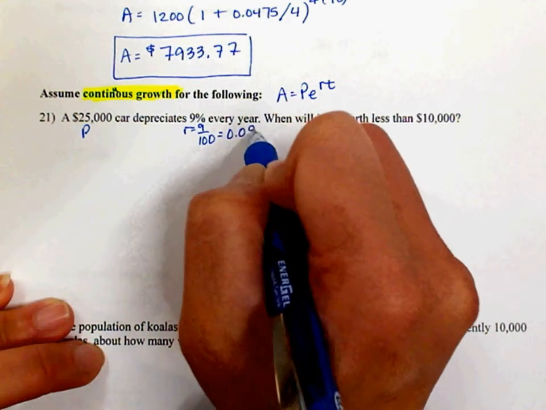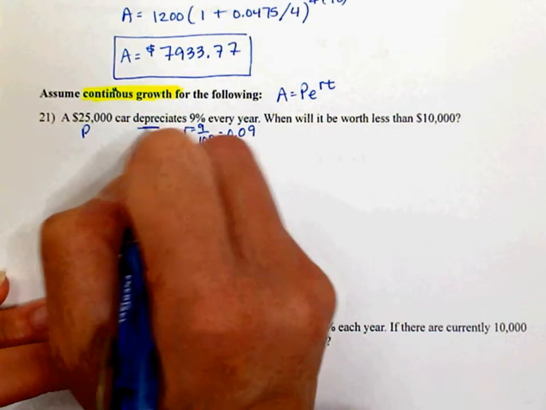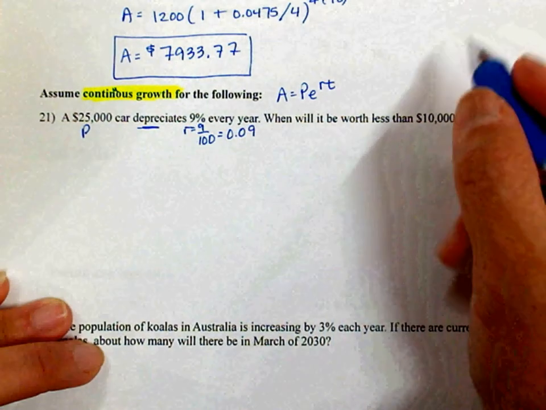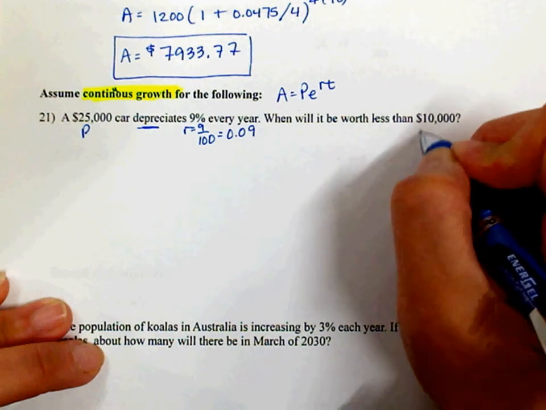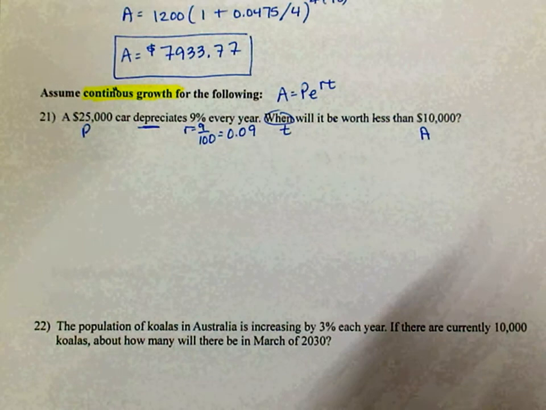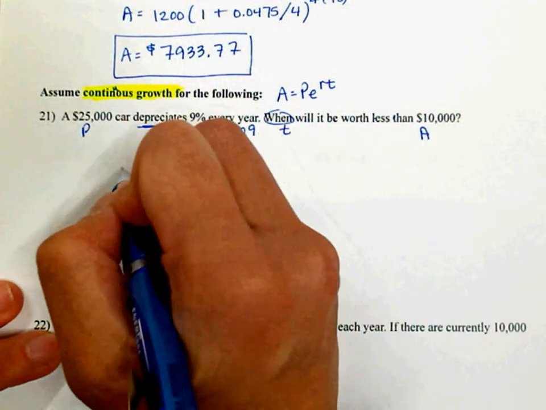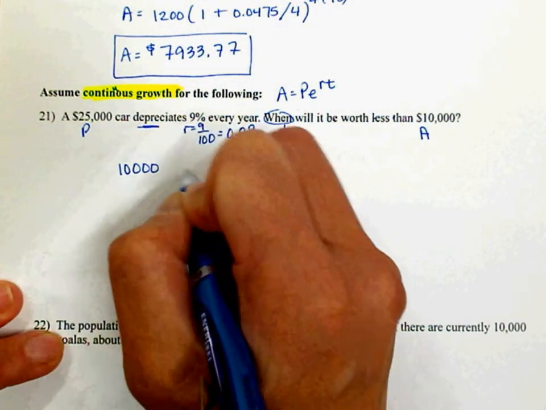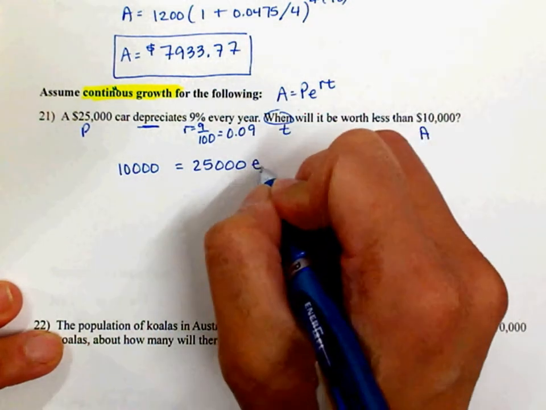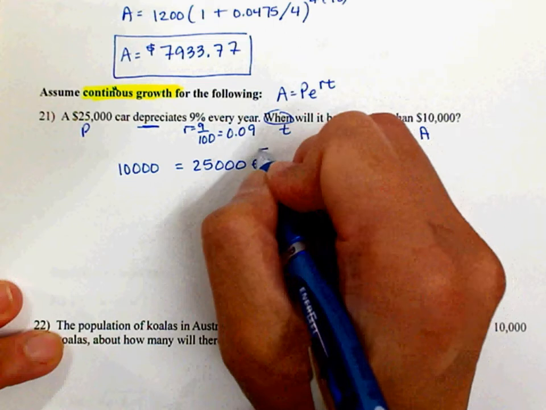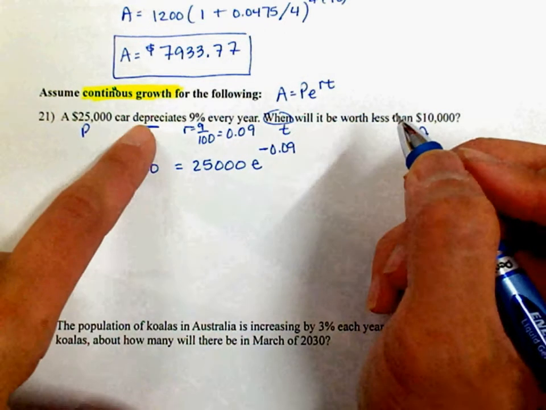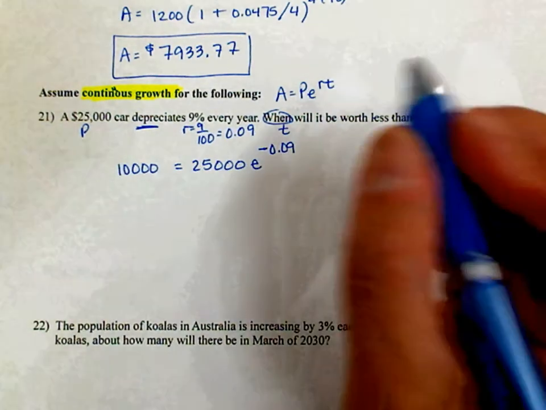Okay, every year. Now depreciate is a negative. When will it be worth less than $10,000? So this is your A. When is a question of time. All right, so I'm going to plug it in. My final number is 10,000. I start off with 25,000. E raised to the negative 0.09 because it's depreciating. See that word? Times t.